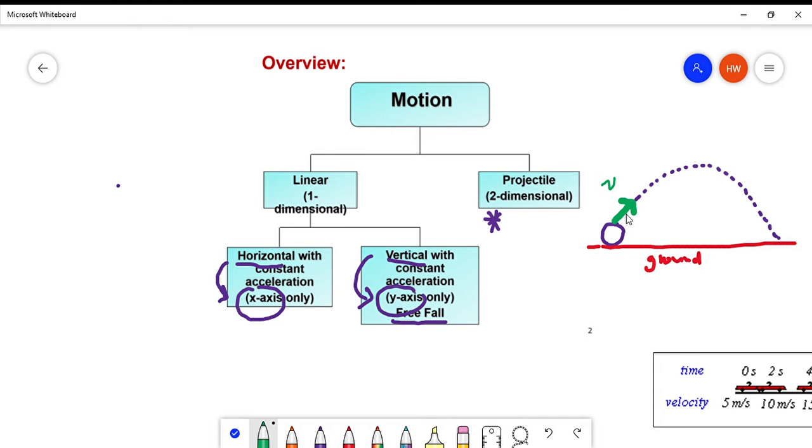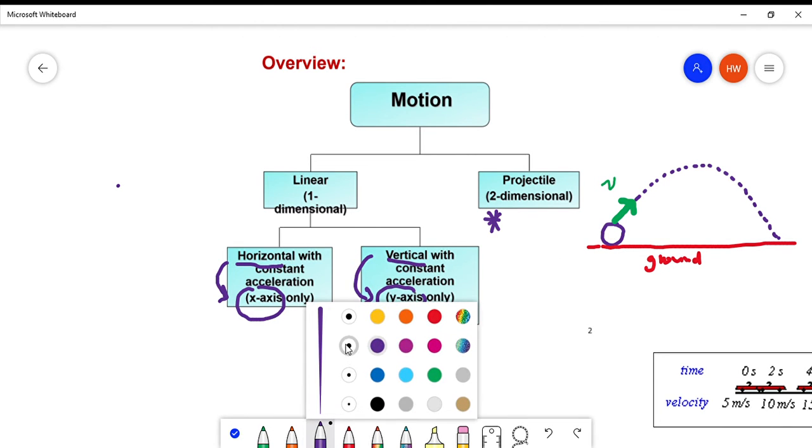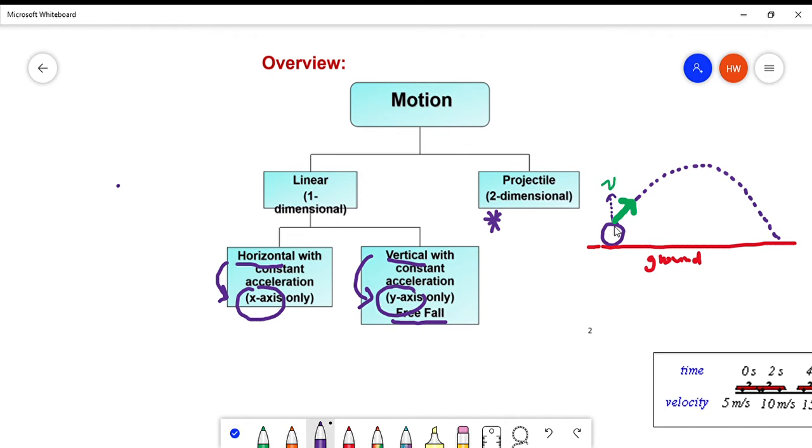The velocity is in a direction where we can resolve it. We have to resolve this velocity into the x-axis and the y-axis. So it involves two, which is why we call it two-dimensional, because it involves both the x-axis and the y-axis. We will look at that again later. Today we are going to go to horizontal.